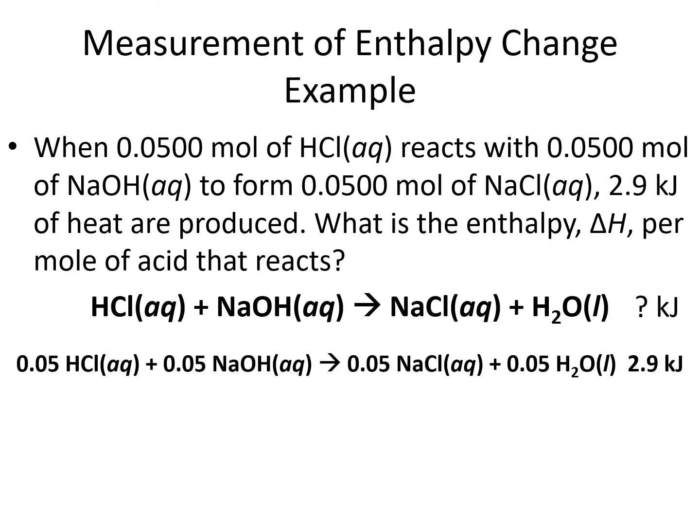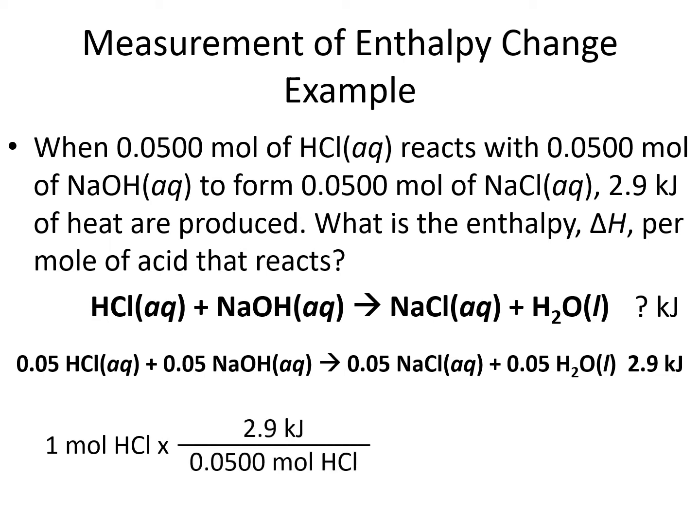We're trying to find the amount of heat that corresponds to 1 mole of hydrochloric acid. So first we start with 1 mole of HCl as our initial value, and then we'll use the known relationship between moles of acid and kilojoules of heat as a conversion factor. In our conversion factor, we want moles of HCl on the bottom to cancel out, and kilojoules on the top since we're trying to find the enthalpy, the delta H, per mole of acid.